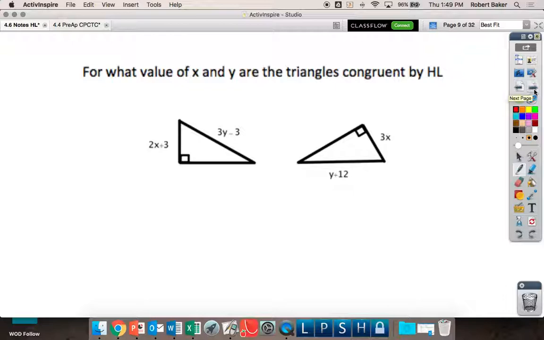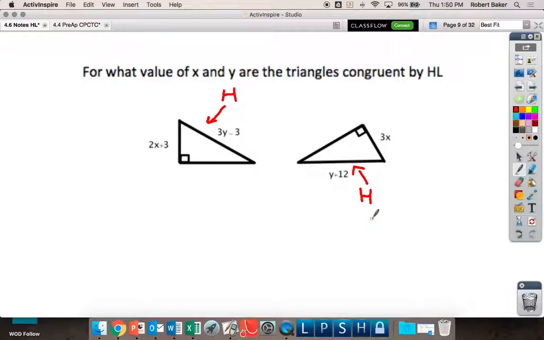Okay, so the math application, right? That's the application of mathematics. It says, for what value of x and y are these triangles congruent by the HL theorem? So I'm asking you to force the H and force the L to be the same and give me the number or the x value that makes them the same. So which one is the hypotenuse over here? The 3y minus 3. This is my H. Where's my H over there? The y plus 12. This is my H.